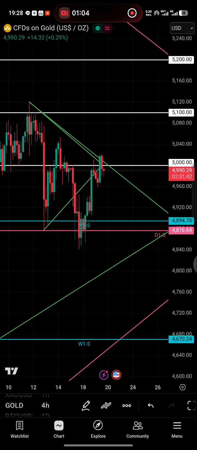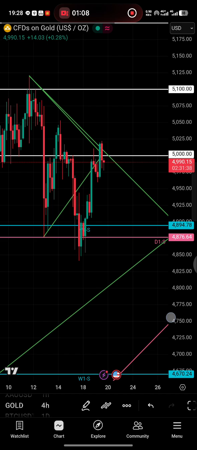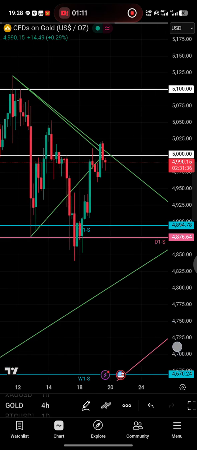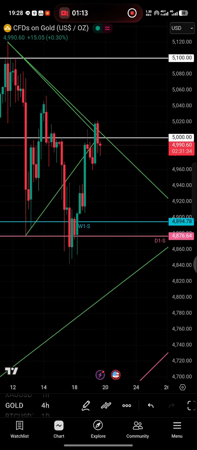So let's start the analysis on the H4, or the 4-hour time frame. As we can see, in the 4-hour time frame, the market has already produced a bullish price action, right?